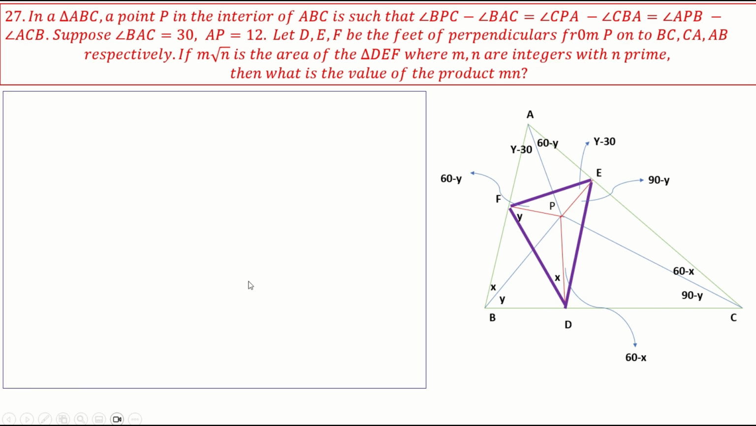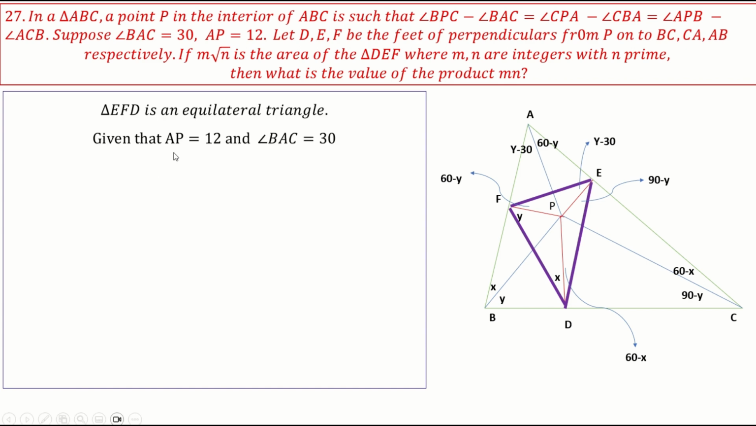Now, things are very simple. Now you know that for an equilateral triangle, you need only one side to calculate the area, right? So EFD is the equilateral triangle. Given that AP is equal to 12 and BAC is 30 degrees. Here it is 30 degrees. This AP is 12.